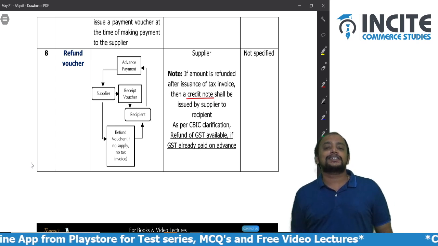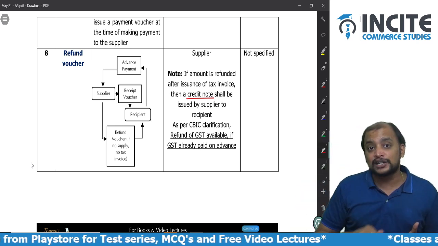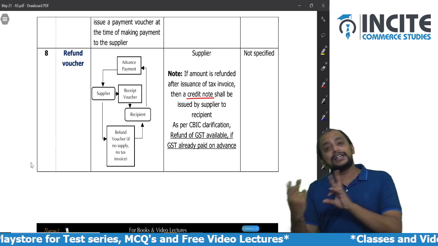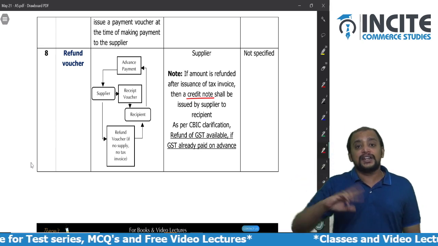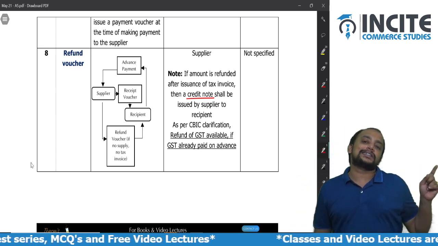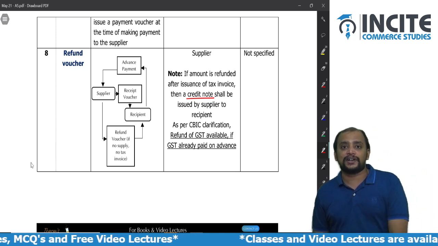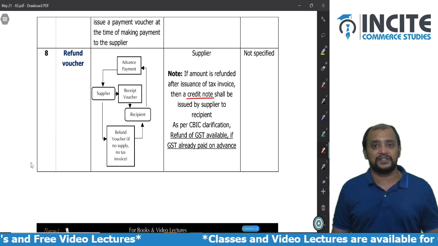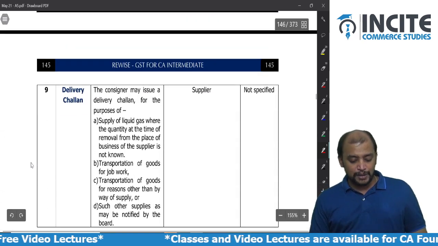So, when the advance is received in case of services, they need to pay GST on advance. But the supply is cancelled. Now in that case, the refund voucher is given. Now whatever GST that is paid in advance, we will get as a refund. This is as per CBIC clarification. So this is about refund voucher.